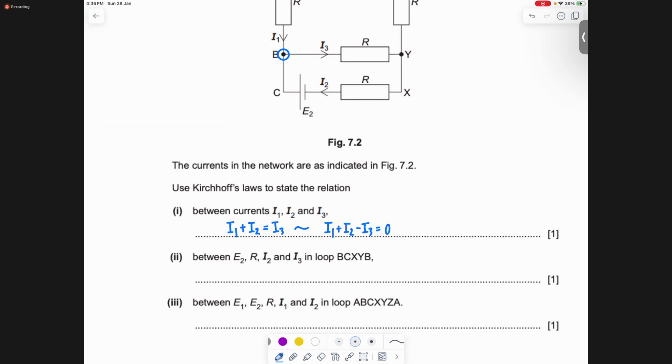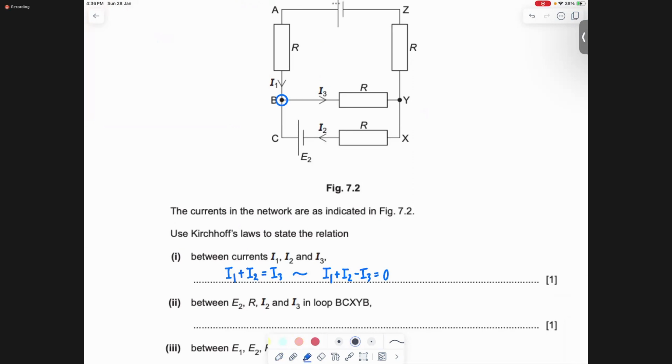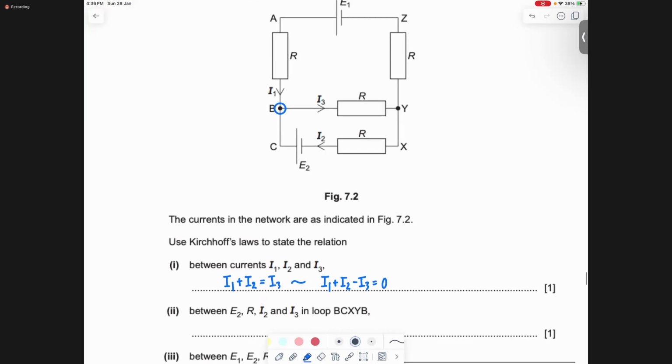I have seen that they have not mentioned anything about whether they'll accept the other or not, right? So just to be safe, write that one. It's just simplifying your equation. Okay, next is the EMF that is between E2 R2, which loop is this?